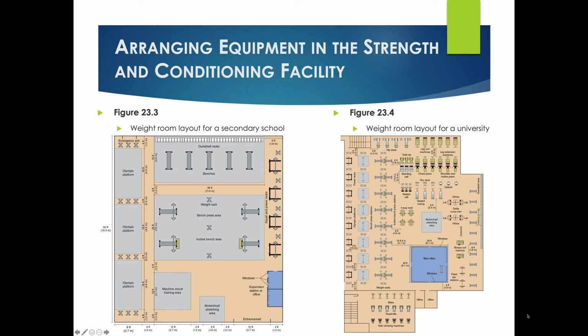You have the Olympic lifting racks along the walls, dumbbells along the walls as well, and you can see everything's organized in a similar way. They're all very similar. It's just a matter of one being bigger, one smaller, and the equipment. But nonetheless, they follow the same flow.